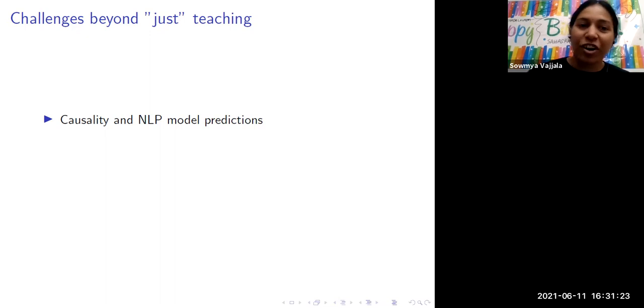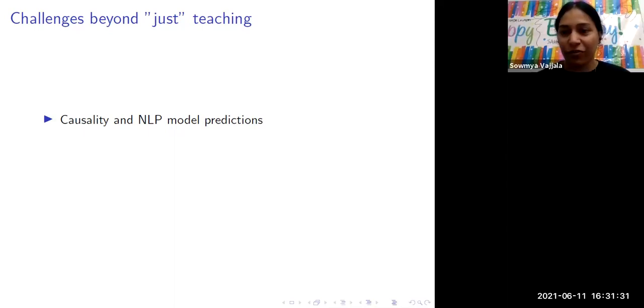So one issue beyond teaching that frequently came up in our classes was about causality and NLP model predictions. In some disciplines, they care about drawing some kind of causal inference from these predictive models, whereas we typically don't do that. There is more recent work on this kind of thing, but I don't think there is anything established that can readily feed into teaching curricula.